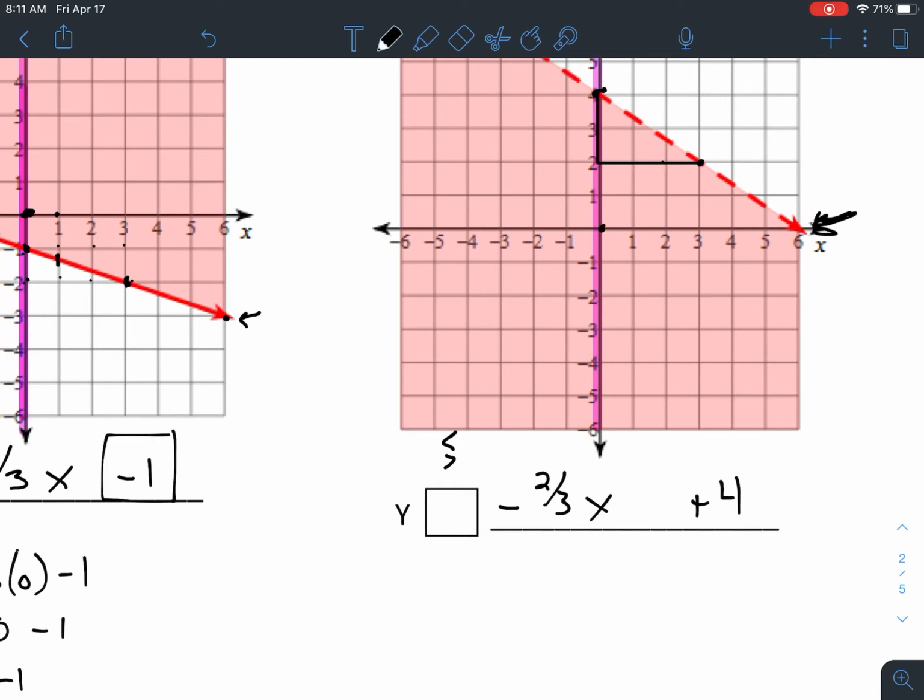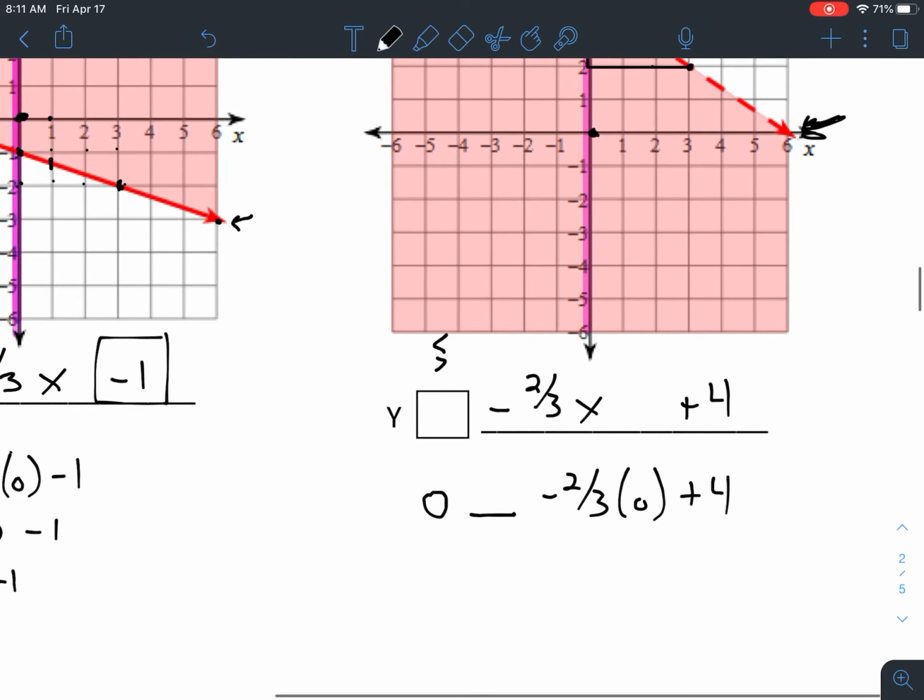So again, I'm going to pick 0, 0. It makes it one of the easier ones, or 1, 1 is even easier. So 0 blank negative 2/3 times 0 plus 4. Okay, so once again, this gives us 0 plus 4 blank is 0. We know that 4 is bigger than 0, so we know the sign is going to face away.